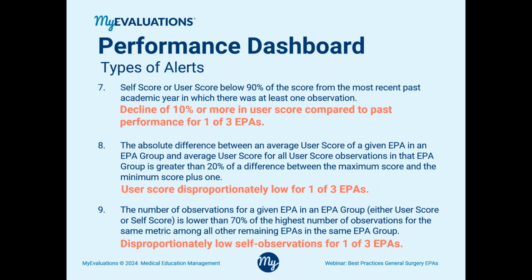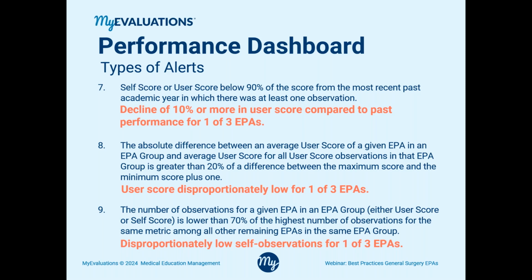Number 7 is based on the logic that the user score, which is how the faculty rated, is below 90% of the scores from the most recent past academic year. So for example, last year, the resident was performing at a level 4, but this year, there has been a decrease below 90% of last year's level. That means they've gone from a level 4 and now they're functioning at a level 3.5. So the system will say that there's a decline of 10% or more in user score compared to past performance for a certain number of EPAs.